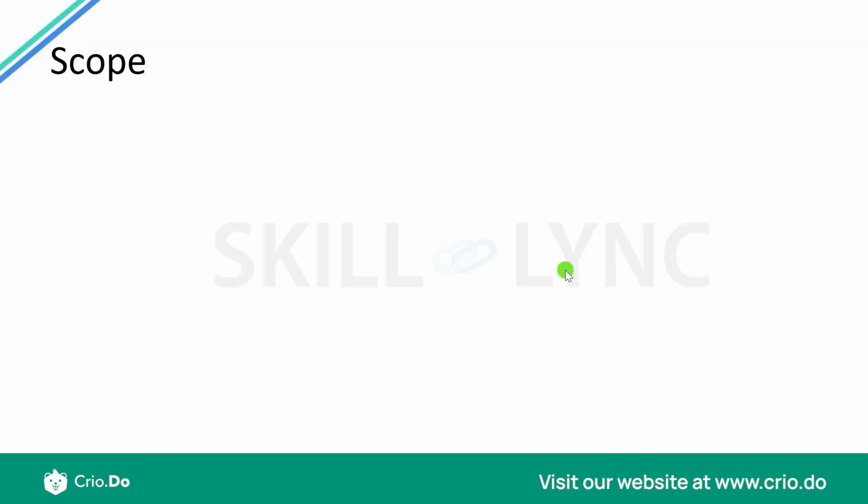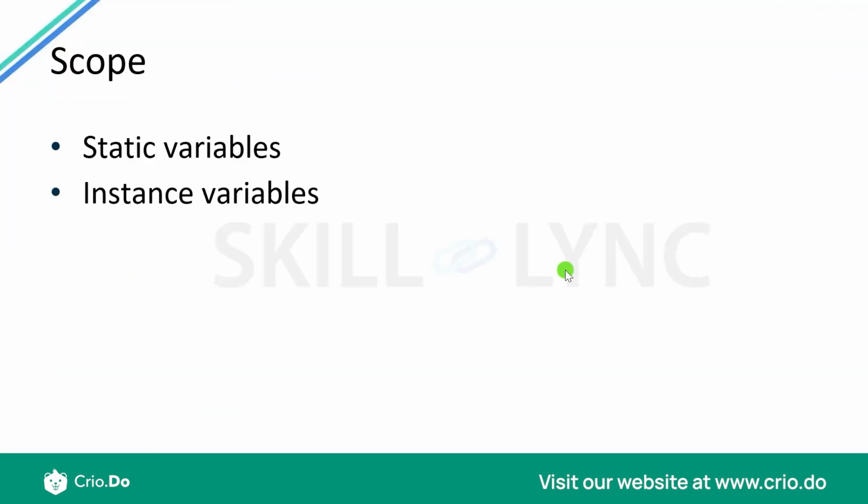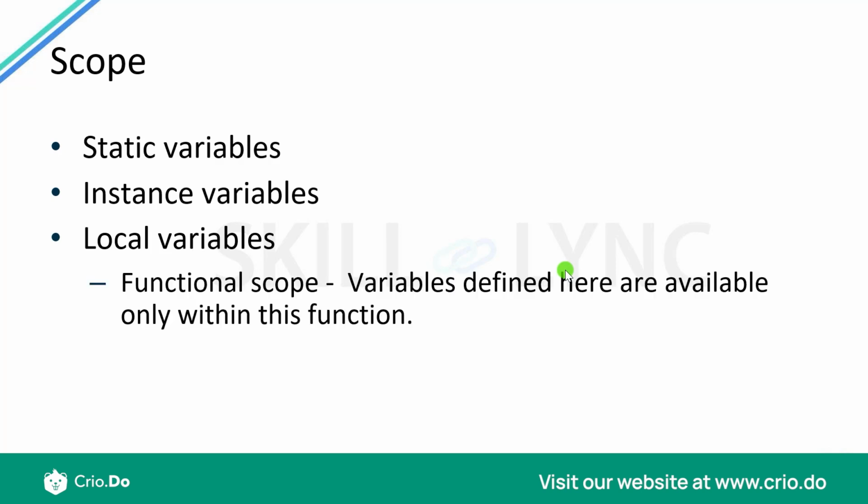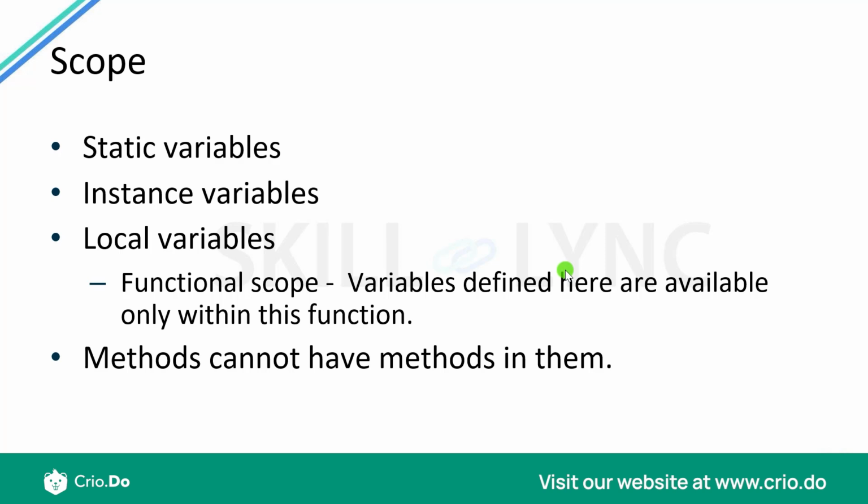So now we know in scope that there are static variables, there are instance variables, there are local variables to various methods. We know that in functional scope, the variables defined within functions, within methods, are available only within that particular function. And remember that methods cannot have methods within them. So if you are coming from another background in which you have learned any other language like JavaScript, it would have functions within functions, but Java does not have methods within methods.